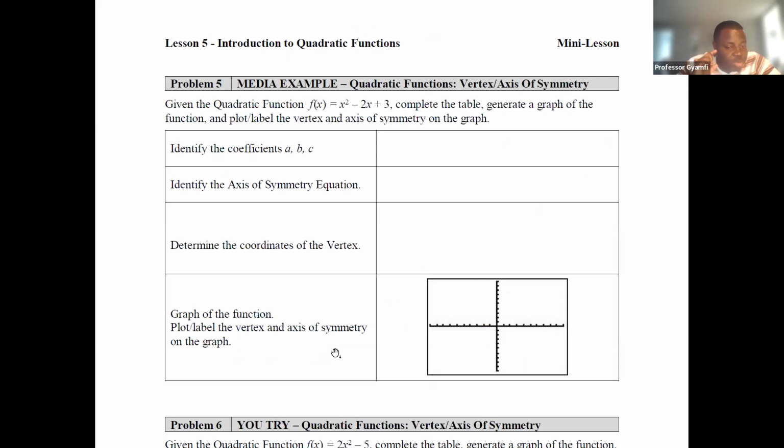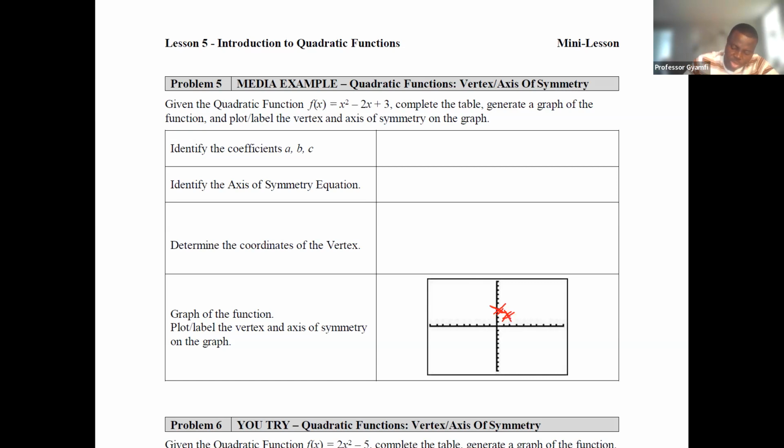And then graph the function. It says plot and label the vertex and axis of symmetry. So the vertex is, was it 1 and 2? Yeah, 1, 2. So 1, 2 is going to be somewhere. It is too small, so it's difficult to get the accurate point. And then the y-intercept is going to be 0, 3. So that should be somewhere there. 0, 3. But it says you should label, right? So you go that way.